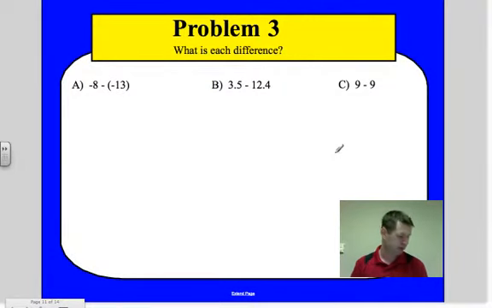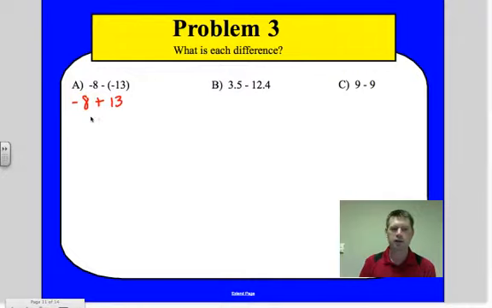Okay, so problem number 3, what is each difference? So we're actually going to work through this. The first thing we want to do is simplify. You have negative 8, but then two negatives side by side becomes plus 13. Okay, negative 8 plus 13.